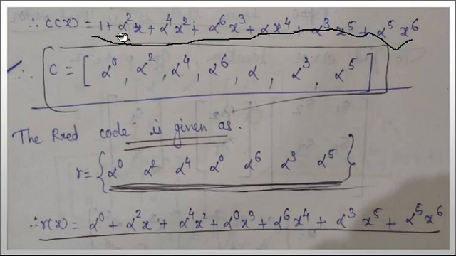Once we got it, related coefficients are simply reflected here. So here the coefficient will be provided. Alpha raised to 0, this is for 1. Alpha square, that is for x. Alpha raised to 4, that is for x square. Like this it will be provided for all the values. Now the received code is given as follows.